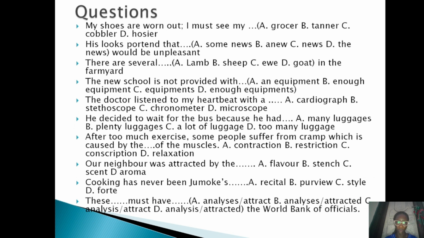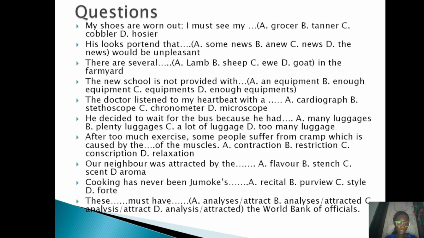There are several dash in the farmyard. A, lamb. B, sheep. C, ewe. D, goat. The correct option is option B. There are several sheep in the farmyard.